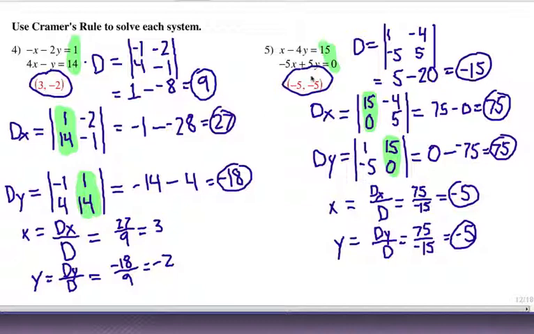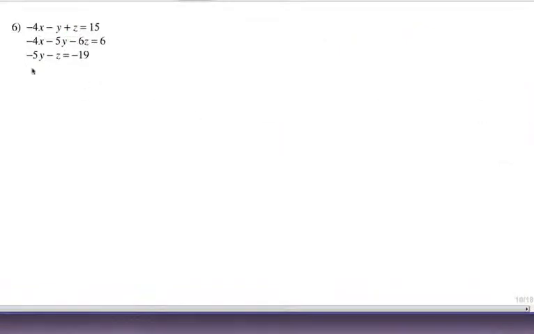All right, one last example in the self-quiz, and I challenge you to try it. It's a 3 by 3. Let's take a look. All right, number 6. Be careful with your coefficients there and use Cramer's rule to solve that system of a 3 by 3. Good luck.